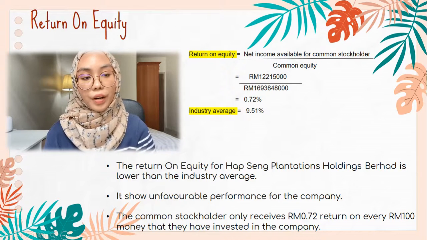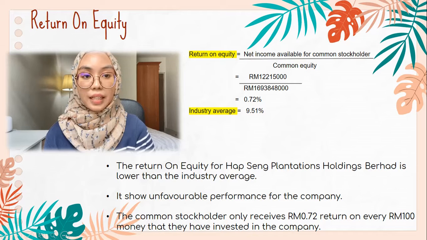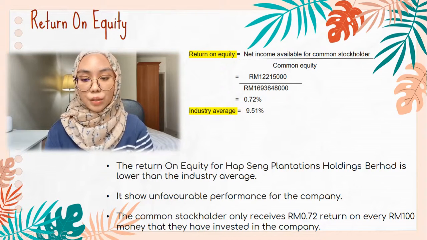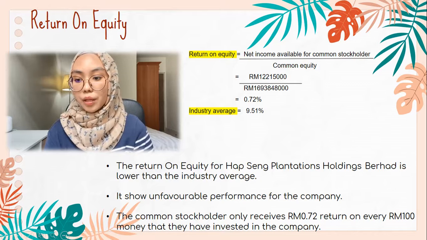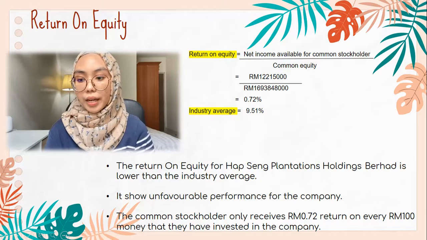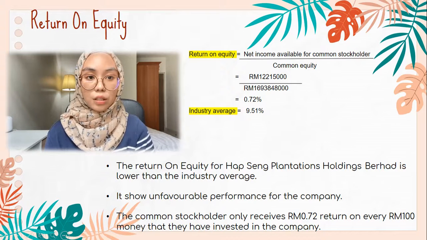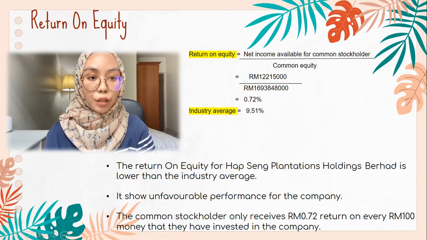The formula to find the return on equity is by dividing the net profit by the total common equity. The net profit for Hap Seng Plantations Holding Berhad is Ringgit Malaysia 122,150,000 and the common equity is Ringgit Malaysia 169,384,800. The return on equity for Hap Seng Plantations Holdings Berhad is 0.72%.